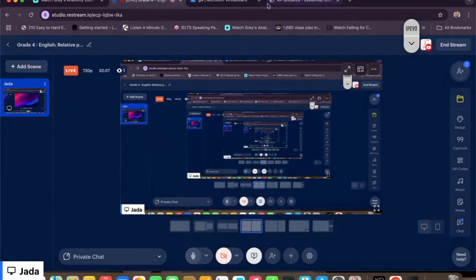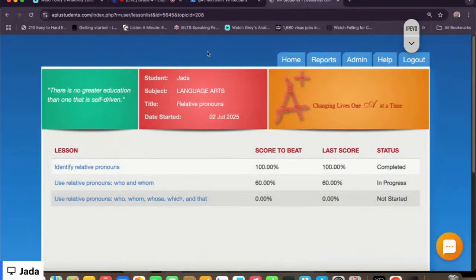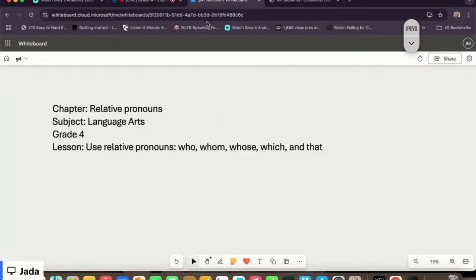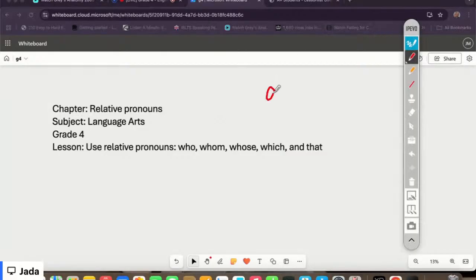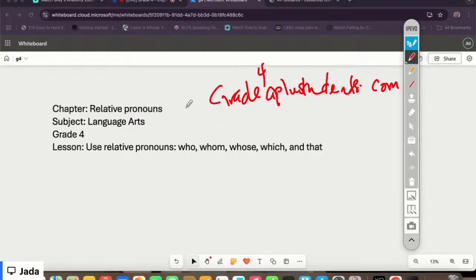Today we will have relative pronouns. So basically, we'll just finish up the lesson on the relative pronouns. First you log in using aplusstudent.com. Click on your name, move on to language at grade 4. We did the first two lessons under relative pronouns, so today we'll finish the last one, which is use relative pronouns who, whom, whose, which, and that.